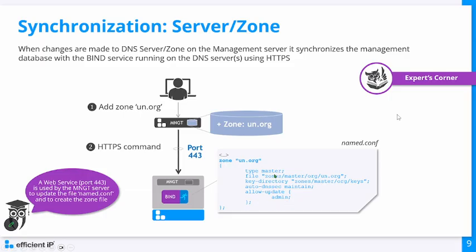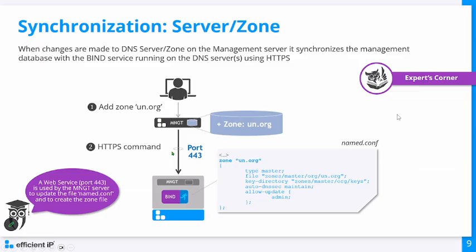And the zone file will be created. So that is what they do from a management server to the remote DNS server. When you create a zone, they will push the zone to the remote DNS engine by updating the config files of the remote DNS engine: name.conf, name-daemon.conf, and the zone file. Okay with that? Using port 443.